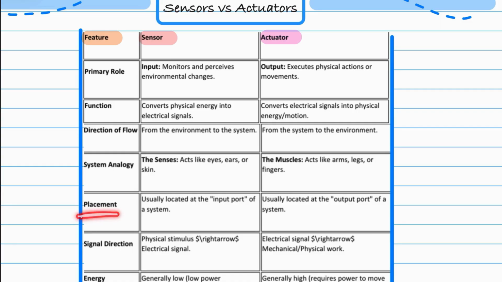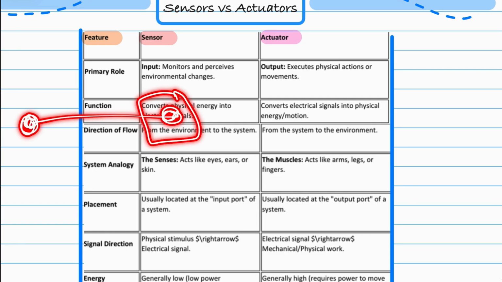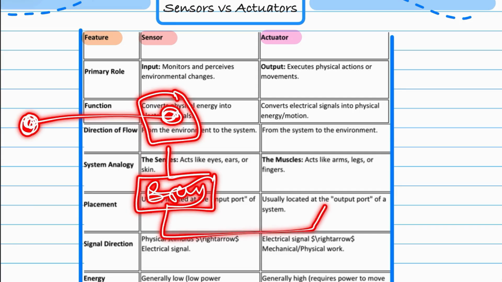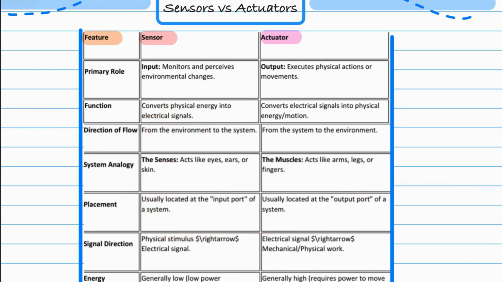Next we have placement. Sensors are mostly located at the input port of the system, whereas the actuator is located at the output port. There is a physical stimulus, and then it goes to an electrical signal. There is an electrical signal, then it goes to physical work. So the environment sends physical energy which becomes an electrical signal. These electrical signals are sent to the microcontroller, which is the brain, and then they are sent to the actuators, and the actuator does the actual work in the physical environment. This is how it actually works in real life.